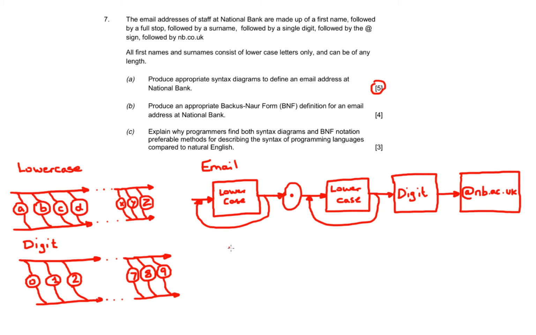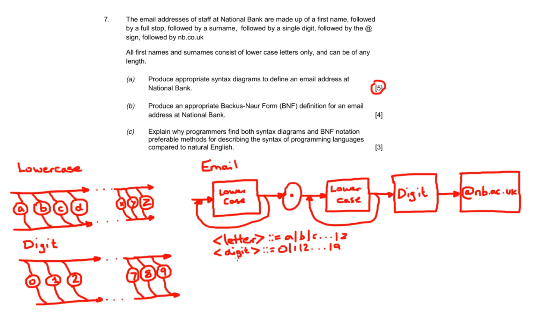In 7b, we need to produce an appropriate Backus-Naur form definition for an email address at National Bank. So basically it's converting my diagram into its correct Backus-Naur syntax. Non-terminals start with chevrons, and I put my non-terminal rule name inside there, followed by 2 colons and an equals symbol. My terminals are separated by pipes, or a straight line, up to the value of Z, and that is how I declare my letter rule.